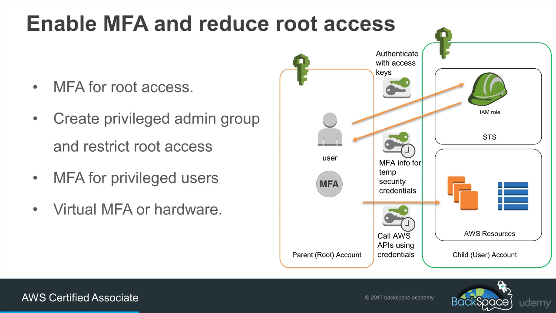So they will read that code off their hardware device, or they will read it off their Google Authenticator or whatever application they're using for MFA, and then they will type that in, and that will get sent back to the security token service. If it's correct, it will validate that, and it will then create temporary security credentials that the user can use to access the AWS resources. So they're not accessing the root account, they're accessing the administrator privileges as part of that administrator group, and they're given temporary credentials to access that.